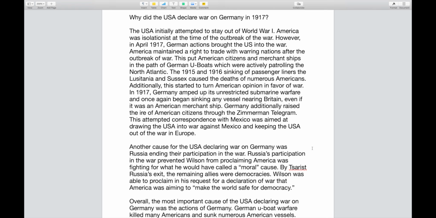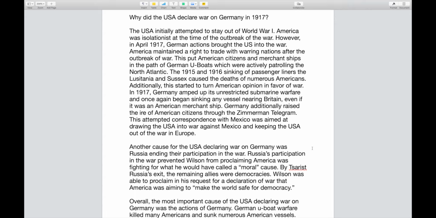America was isolationist at the time of the outbreak of the war. However, in April 1917, German actions brought the United States into the war. America maintained a right to trade with warring nations after the outbreak of the war. This put American citizens and merchant ships in the path of German U-boats, which were actively patrolling the North Atlantic. The 1915 and 1916 sinking of passenger liners, the Lusitania and the Sussex, caused the deaths of numerous Americans. Additionally, this started to turn American opinion in favor of war.